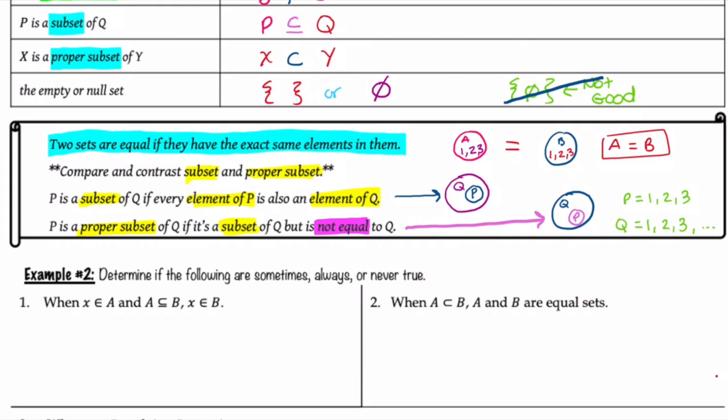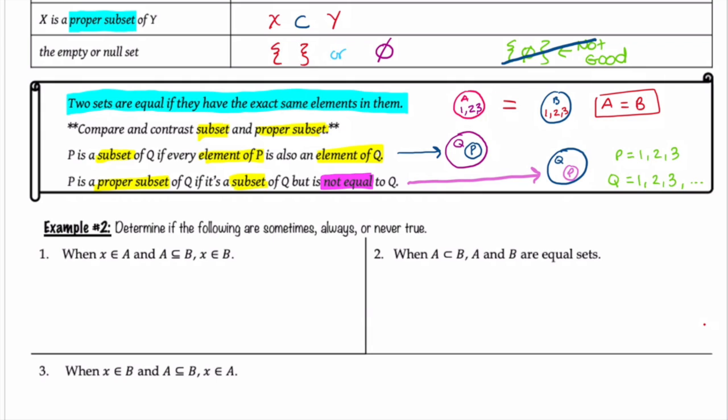All right, let's use that knowledge of subsets and proper subsets to answer questions from example 2. Here we're going to determine if the following are sometimes, always, or never true. Let's start with number 1. It says when X is an element of set A and A is a subset of set B, that means that X is an element of B.